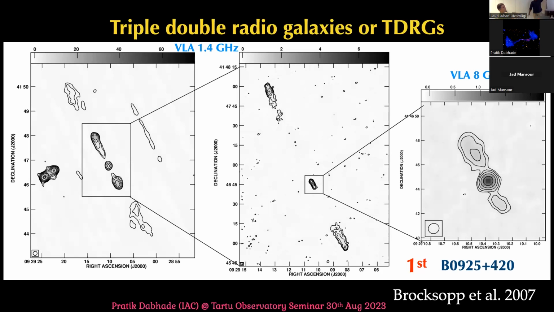Here you can see the outer lobes really at the limit of detection. Then if you see, the central one has even more structure of a double. Now these are of course much rarer than double-double sources.